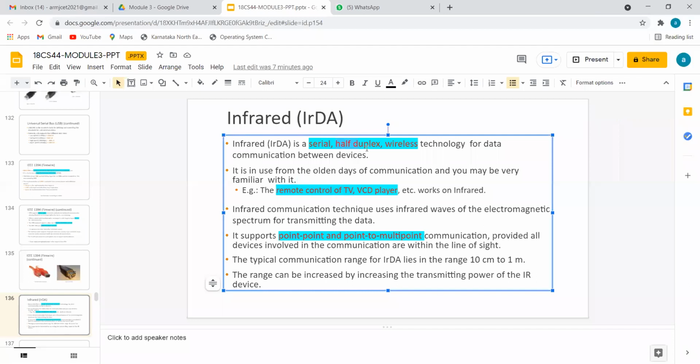And it's half duplex, meaning what? Unless I press something on the remote, there won't be any response from my TV or other device. Only once I press a button on the remote can we see changes happening on the TV set or a VCD player. And it's serial. You can see how we give the channel number. We cannot give channel number 125 all at a time. We give 1, 2, 5 like that. The same way, it is called serial.